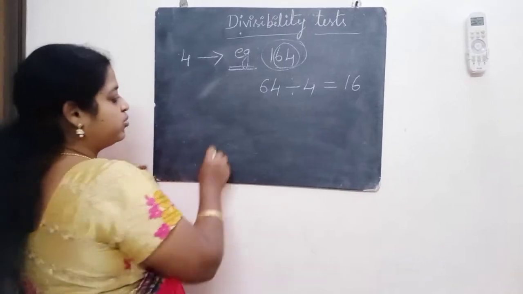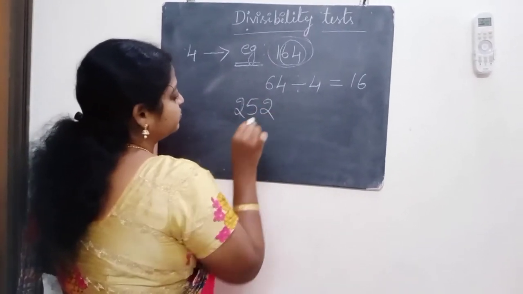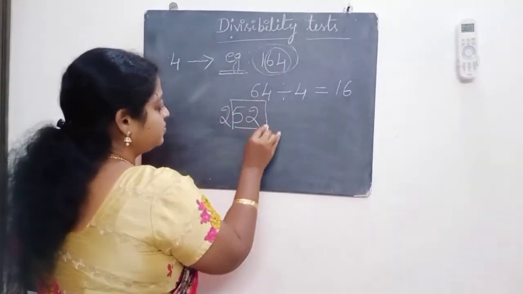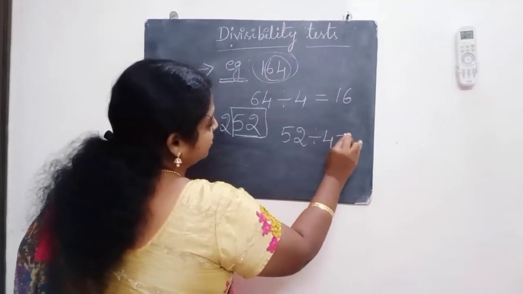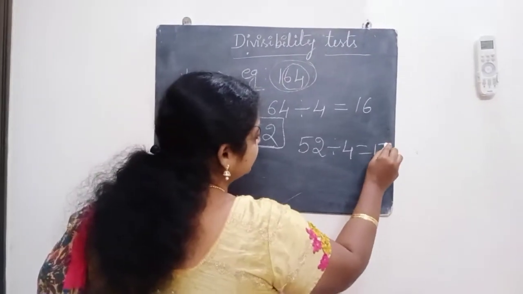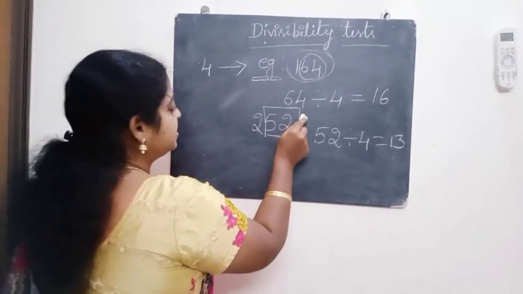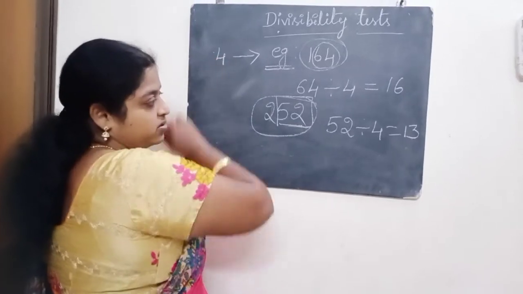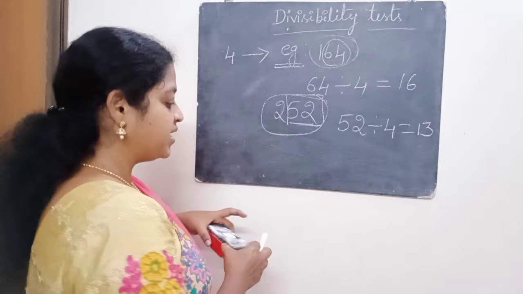For example, one more number, 152 or 252. So no need to check all 3 digits, just the last 2 digits. 52 divided by 4. What is the answer? 13. So the given number, the total, that is 252, is divisible by 4. Understand? Exactly divisible by 4. Understand, children?